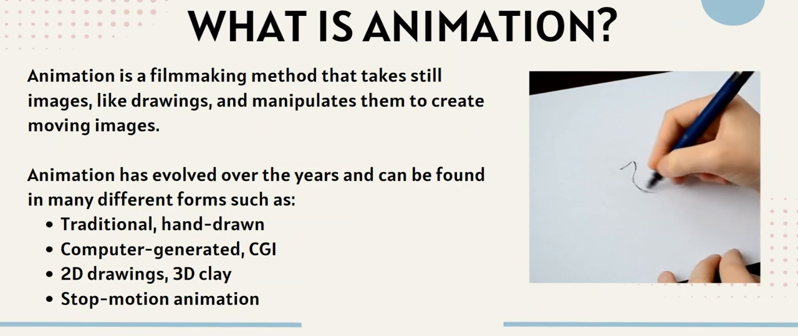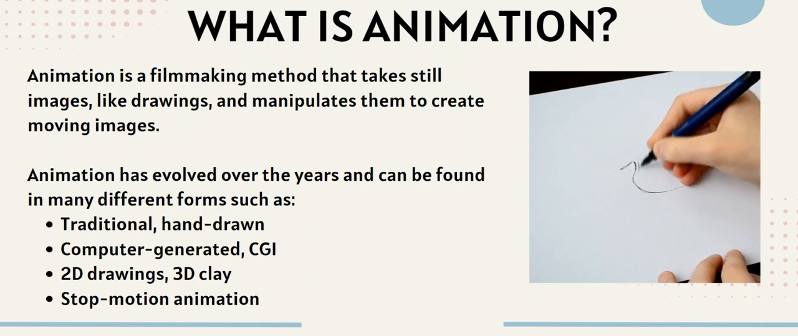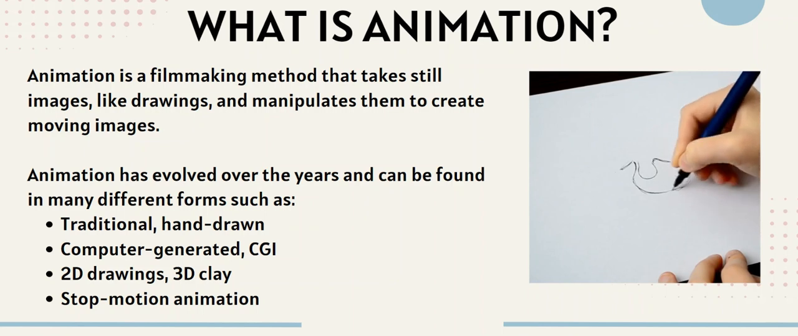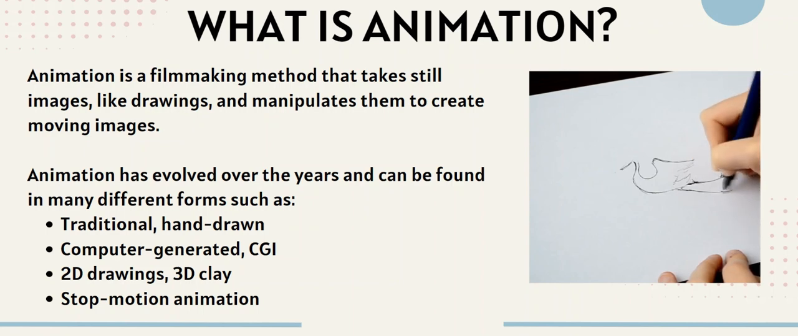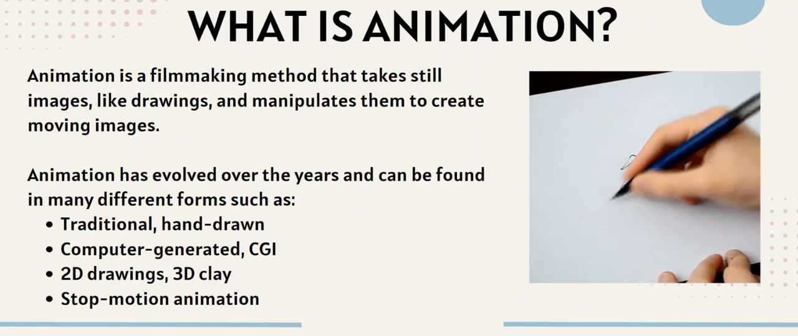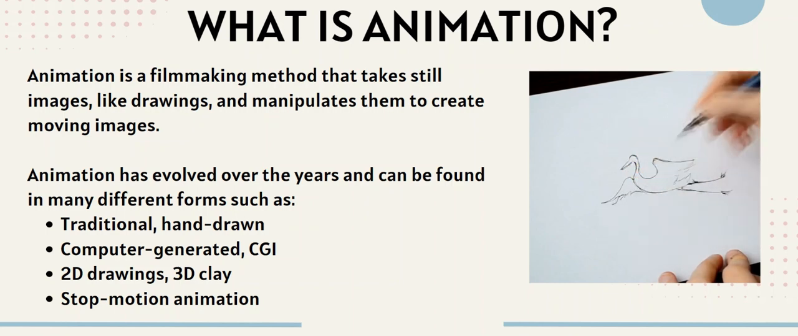Firstly, what is animation? Animation, simply put, is a type of filmmaking method that takes still images like cartoon drawings and manipulates them to create moving images. The art of animation has evolved over the years and can be found in many different forms, such as traditional, which are hand-drawn images, computer-generated, also known as CGI, 2D, which are flat drawings, and 3D, where one example would be clay animations. And lastly, stop-motion animation.